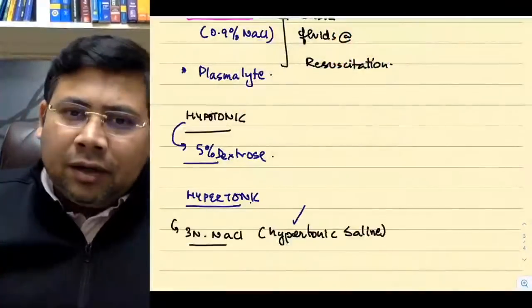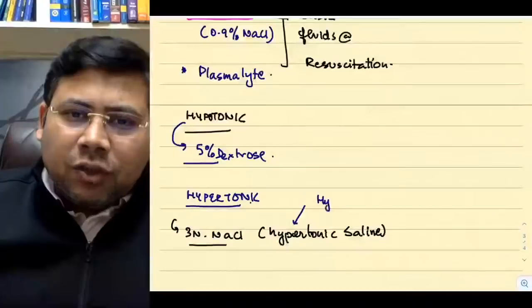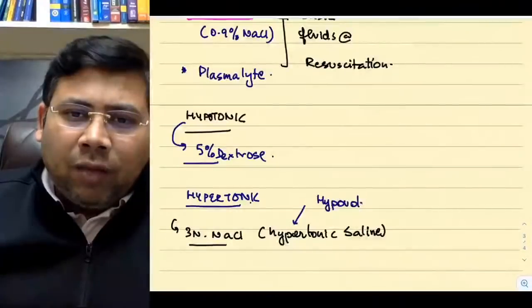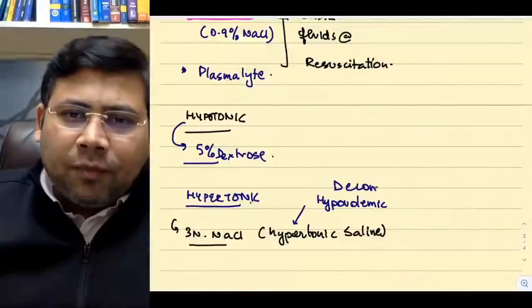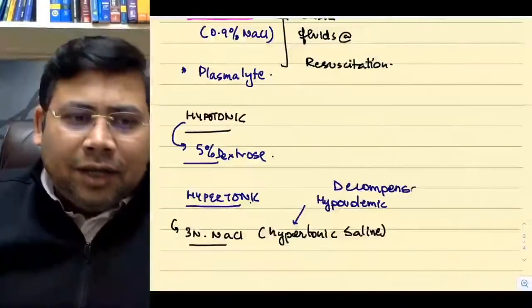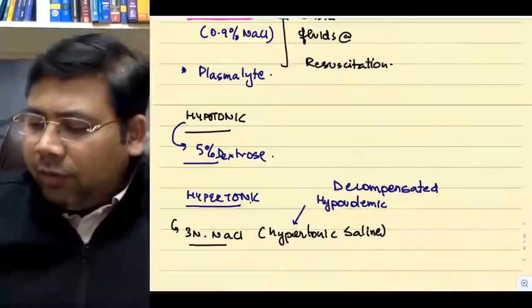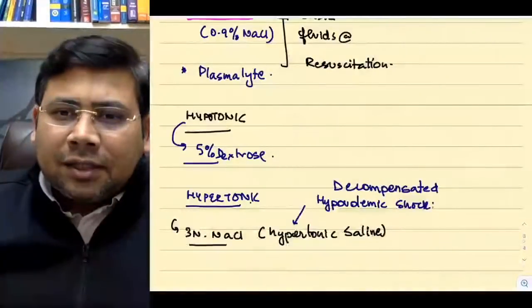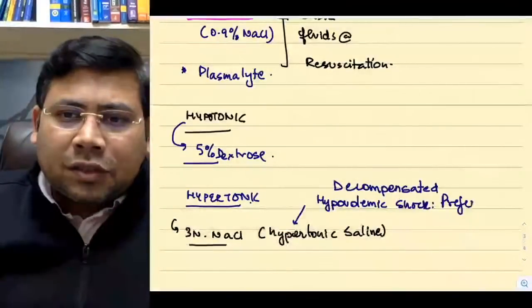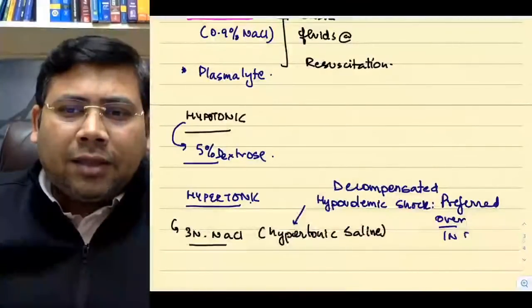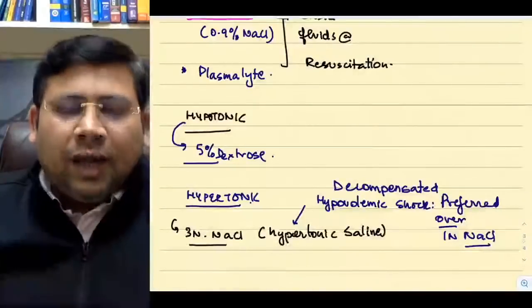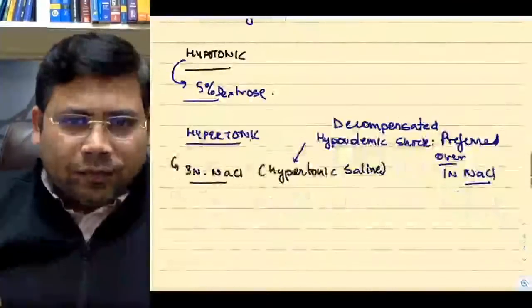So in hypovolemic shock, in decompensated hypovolemic shock, this is preferred over the conventional 1-normal NaCl. Is that clear or no? Why? I will tell you after 5 minutes.